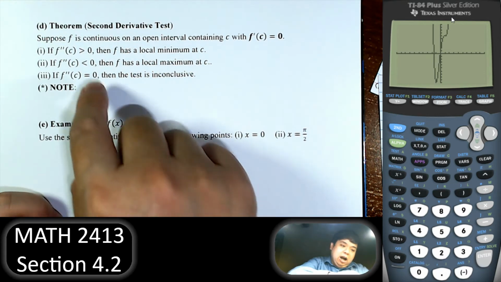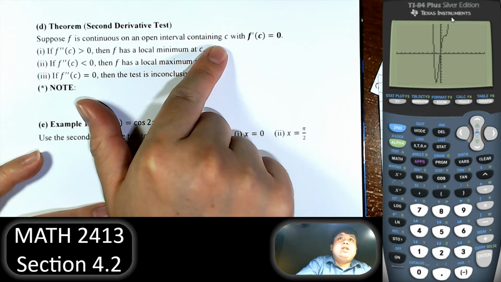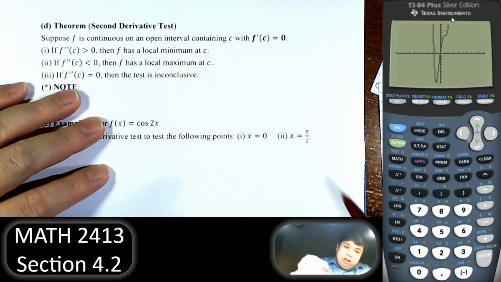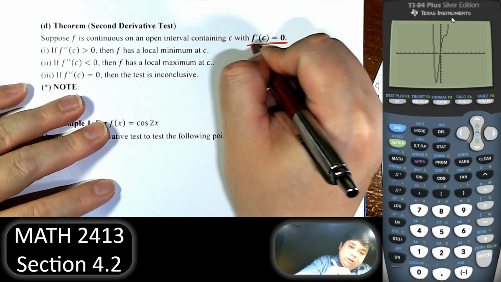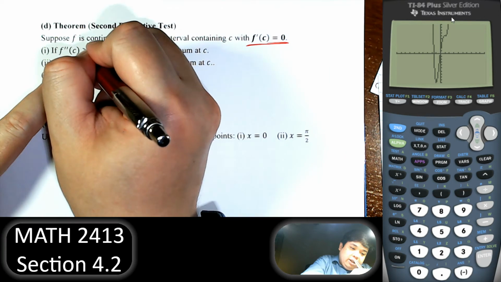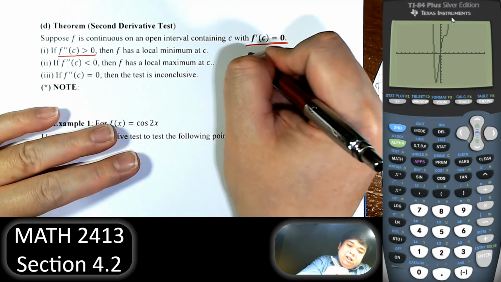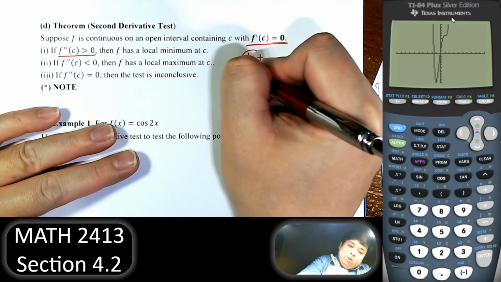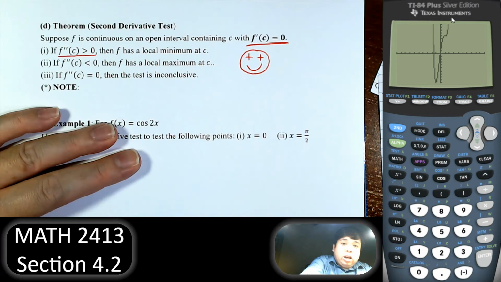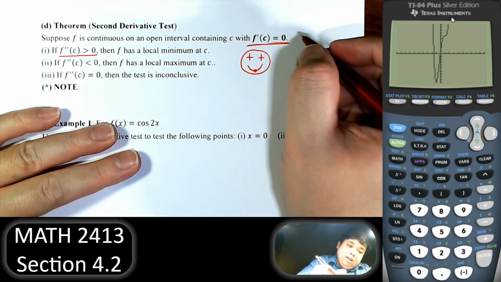Suppose the function is continuous on an open interval that contains c, where the derivative is equal to 0. If the second derivative is positive, now remember, second derivative is positive, it is concave up. If it is concave up, that point is the minimum, right?